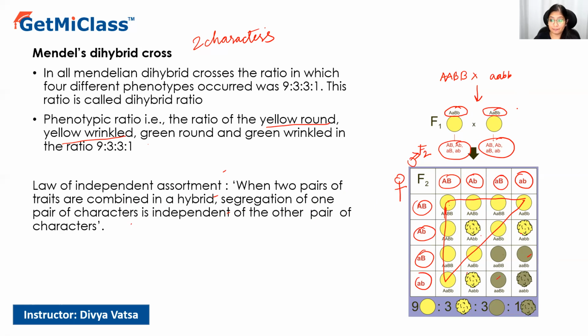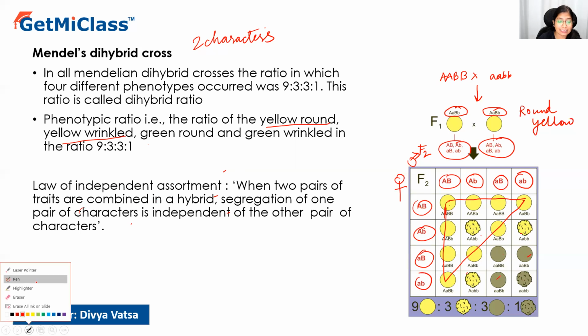Here in F1, everything we obtained was round and yellow. But we saw in the F2 generation wrinkled and yellow also, green and round also, green and wrinkled also. That means all the characters are independent. The character is independent of the other pair of characters. Okay. Now moving on to the exceptions to Mendelism.